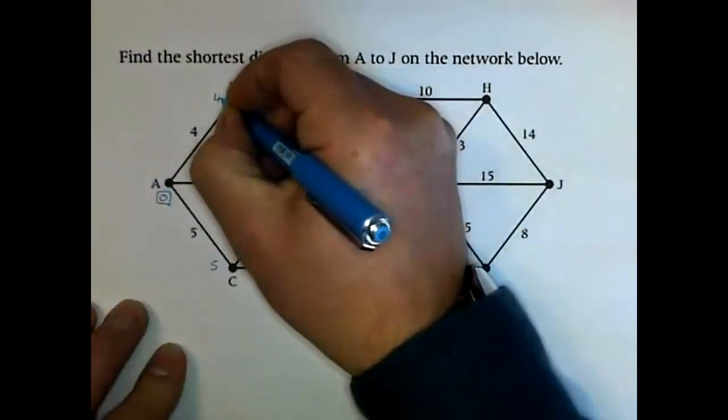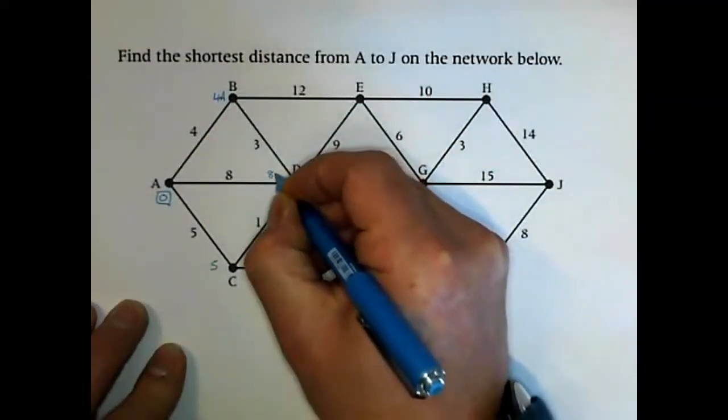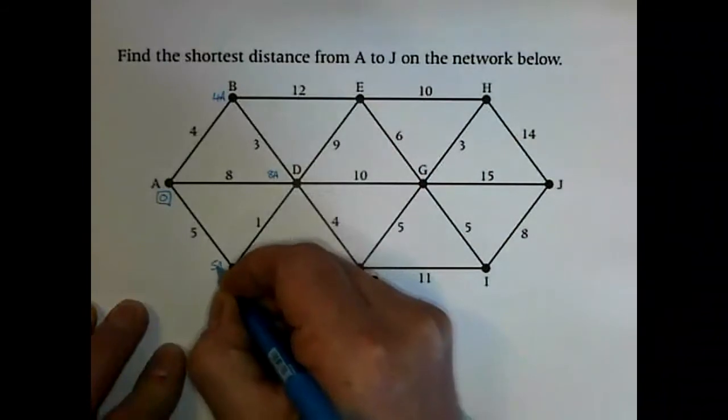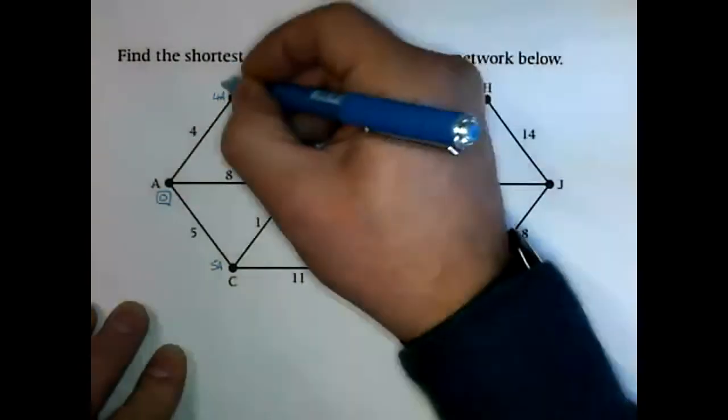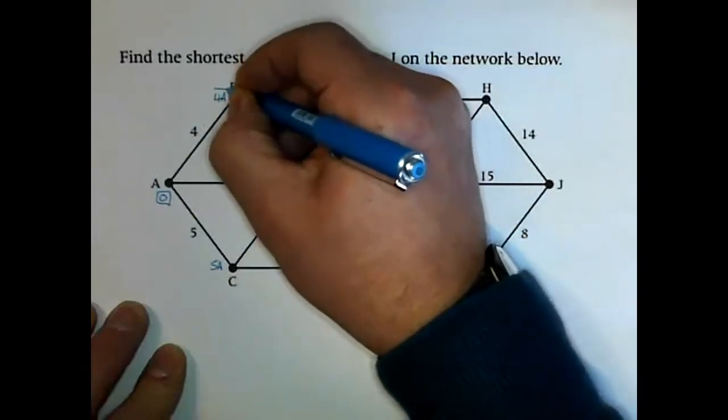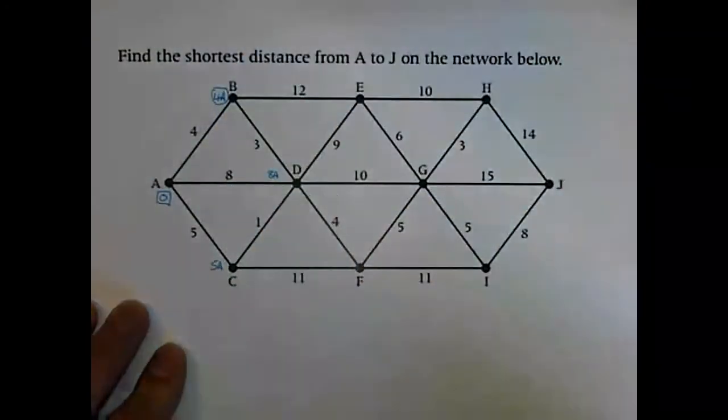So this would be 4 and it's come from A, this would be 8 and it's come from A, and this would be 5 and it's come from A. Okay, so what we're up to is step 4. So this is the shortest one, so we're going to box this value, and then we're going to see what comes out of that one.